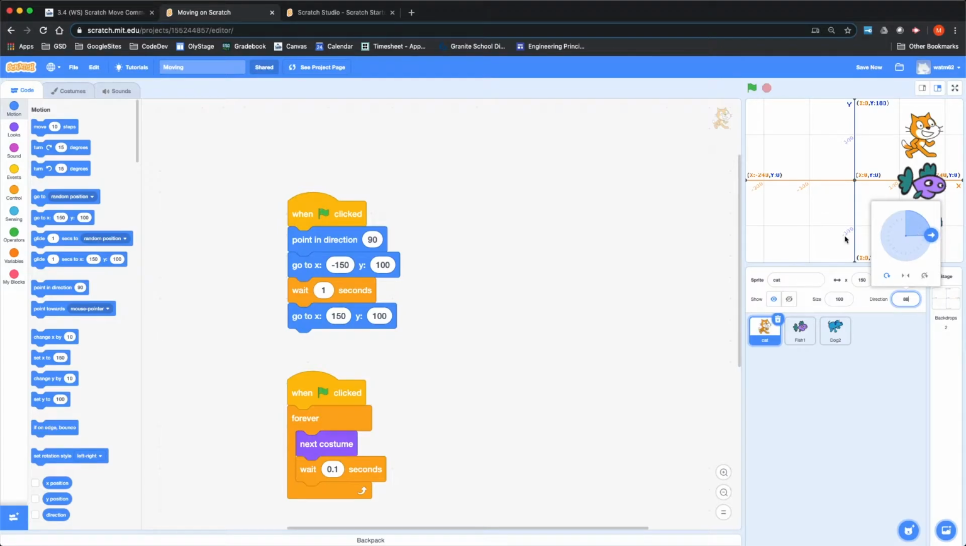So pointing in direction 90 is how most characters are drawn. So that's a good starting angle. I will retype 90 there to make sure it's exactly what I wanted. Go to minus 150, 100. Minus 150, that's an x coordinate, would be about here. And plus 100 would be right there. And in fact, you saw the cat jump over there when I accidentally clicked it.